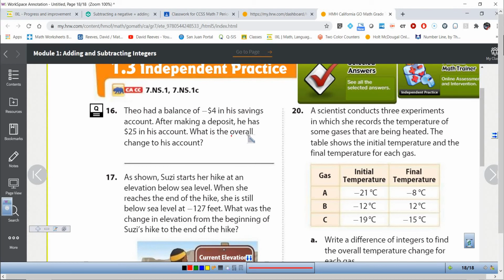Well, when you want to find the overall change, that's another way of finding the difference, right? And difference means to subtract. So I'm going to go $25, where he ended up, minus a negative 4. Now remember, it's not minus 4, it's minus a negative 4. All right, and that's the same as 25 plus 4, right? Because again, subtracting a negative is the same as adding a positive, and we get 29. So the overall change was 29. He went from 4 down to 25 up.